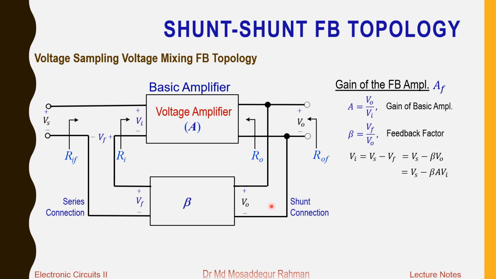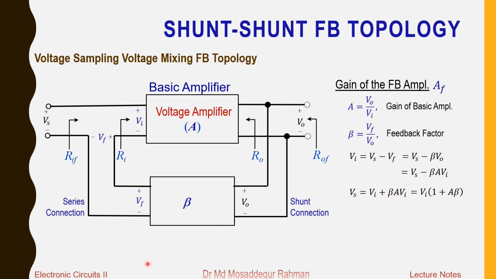Now rearranging the terms in this equation, we can express Vs as the summation of these two, which we can write like this: Vi times 1 plus A beta. So this is how we express the signal voltage Vs in terms of the difference voltage that goes into the input of the basic amplifier.